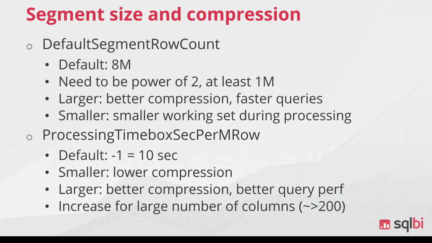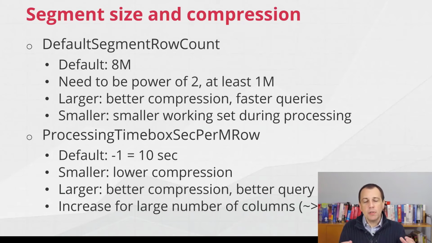So here in this slide, we see in more detail the default segment row count, which is the property for setting the segment size. And we see another property, which is the processing time box second per million row, which is the timeout to stop trying different sort orders. You can imagine that one problem of the compression is that there could be many different ways to sort the data in order to find the optimal compression. So in order to avoid spending too much time, there is a time allowed to do this operation.